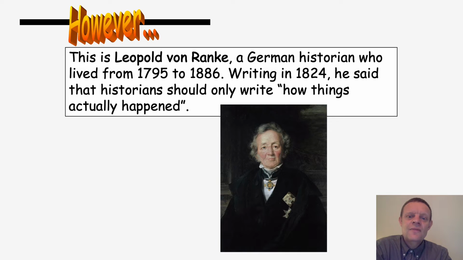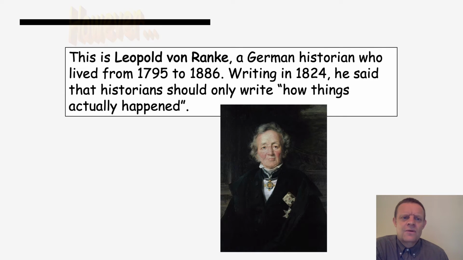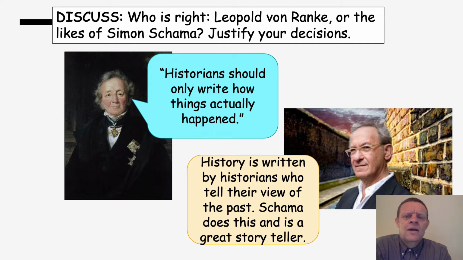Then I'd introduce Leopold von Ranke, who I told them would have probably disliked this new embellished story, because he said historians should only write how things actually happened. Next, I introduced other historians like Simon Schama, who look at the evidence and construct their view of the past, but do use fancy words in their storytelling. And I told the pupils that he would have liked our embellished version.